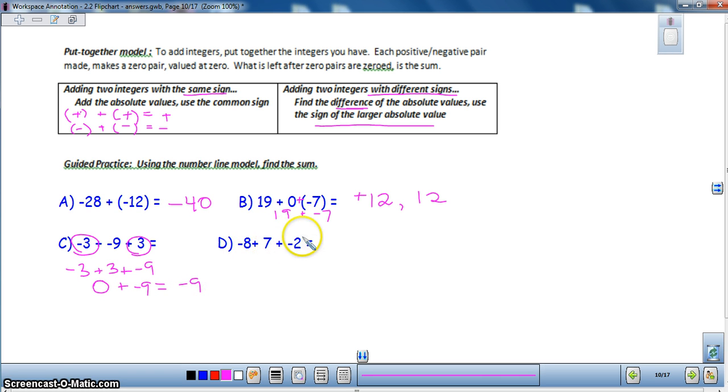Negative 8 plus 7 plus negative 2. Now, you can use a commutative property and switch the order, or you can do it in order. Negative 8 plus 7. Signs are opposite, subtract. It's going to be negative 1. Plus negative 2. Negative 1 plus negative 2, signs are the same. I'm going to add them. I get negative 3 for my solution.